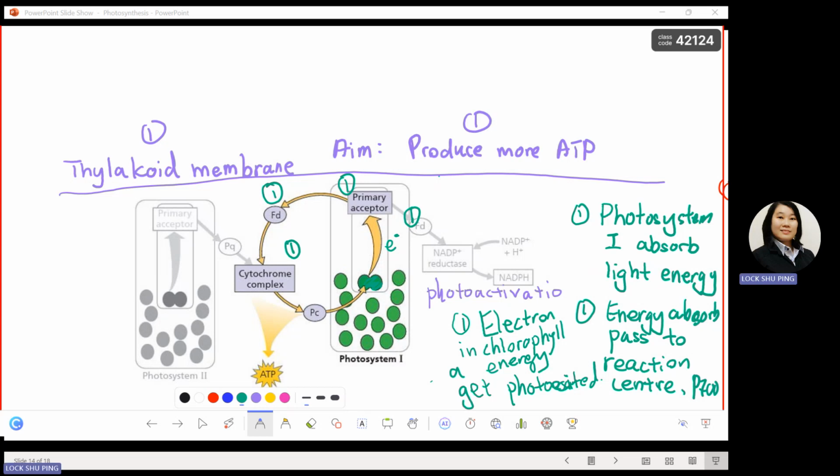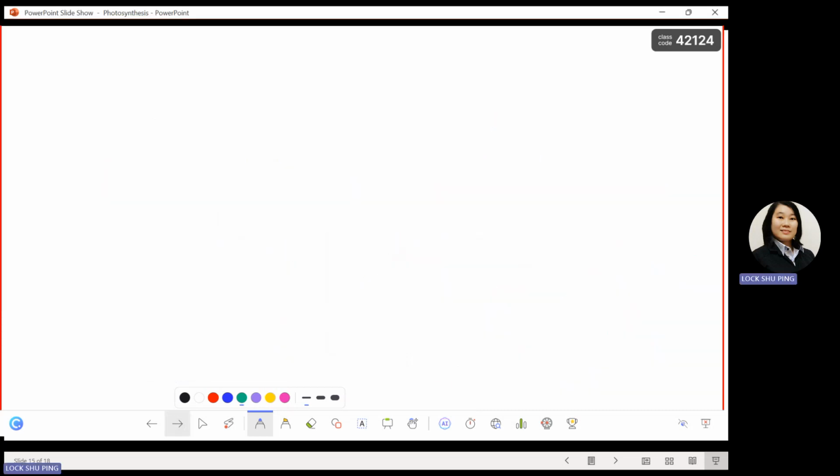Okay, so then ATP will be produced through chemiosmosis that takes place at the thylakoid space. Okay, so then that's it for the process of cyclic photophosphorylation. Then we go into the second question, which is about the CAM plant.